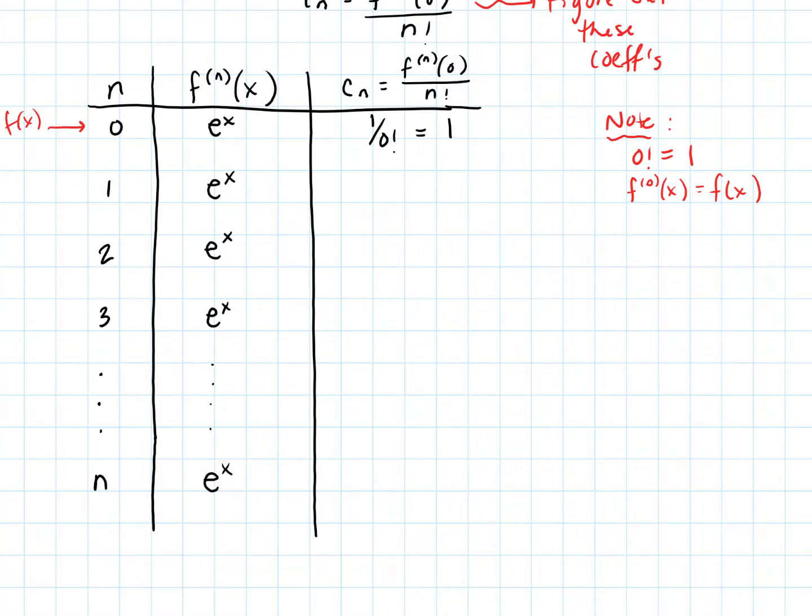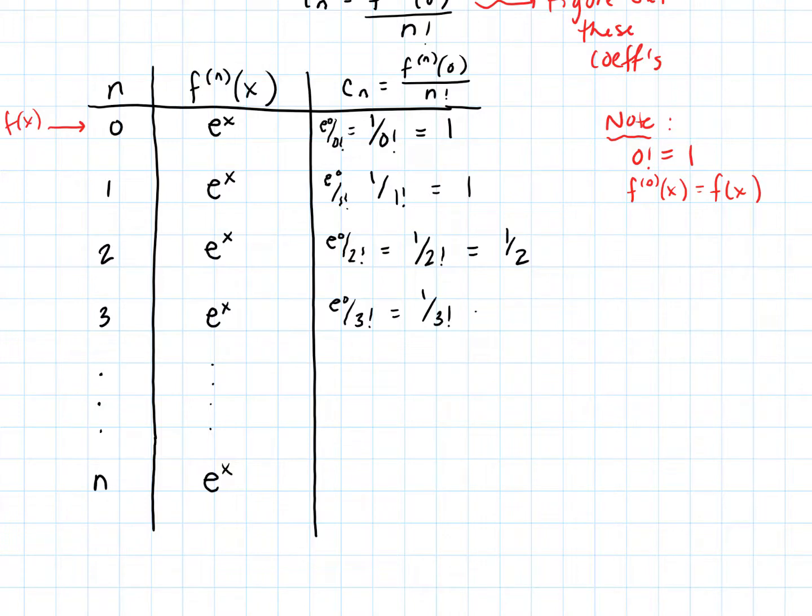And then when I get to 1, I get 1 again, because I'm plugging in 0 here, e to the 0. By the way, this was e to the 0 over 0 factorial. This is e to the 0 over 1 factorial. So I get 1 here too. And then I've got e to the 0 over 2 factorial, which is just 1 over 2 factorial, or 1/2. And then I get e to the 0 over 3 factorial, which is just 1 over 3 factorial, or 1 over 6. And this goes on until I get to the generic nth term, and that's going to be e to the 0 over n factorial, which is just 1 over n factorial.